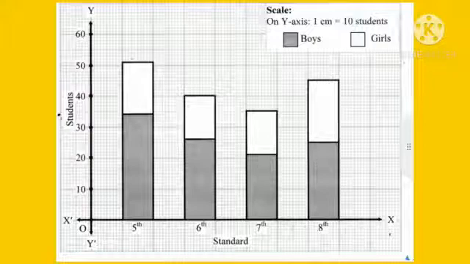As the x-axis is representing standard, we will write down standard here. As the y-axis is representing the number of students in a particular standard, we will write down students on the y-axis.